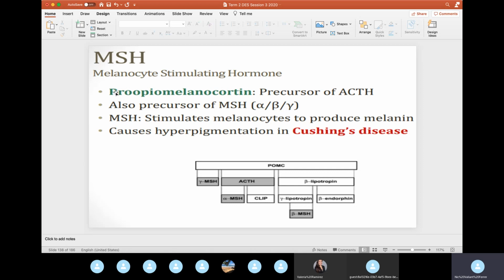We talk about this one, the POMC, which is a precursor of ACTH. It is also a precursor of melanocyte stimulating hormone. It causes hyperpigmentation in your Cushing's disease. High yield POMC, what are the derivatives? You have MSH, right? You have ACTH, and you have your mu opioid receptors.